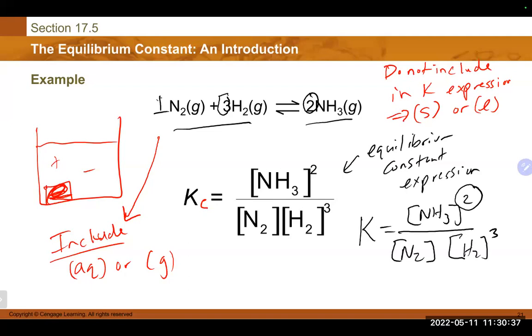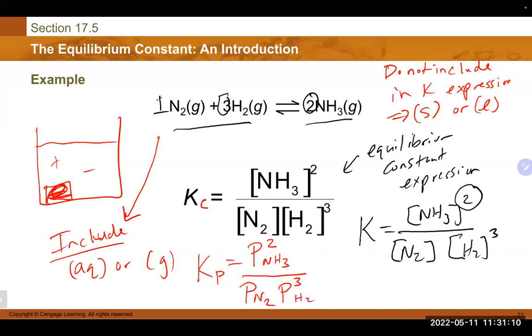expression, the C standing for concentration. So we use concentration here. We could write a similar one, which is sometimes referred to as a KP. If you had to take a guess, P would be pressure, since we're dealing with gases. And you would do it the same way. You would take the partial pressure squared of your NH3, which is your products, divided by the partial pressure of the N2 times the partial pressure cubed of the H2.